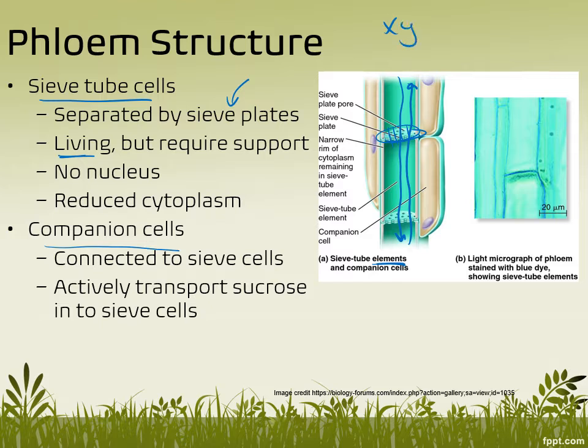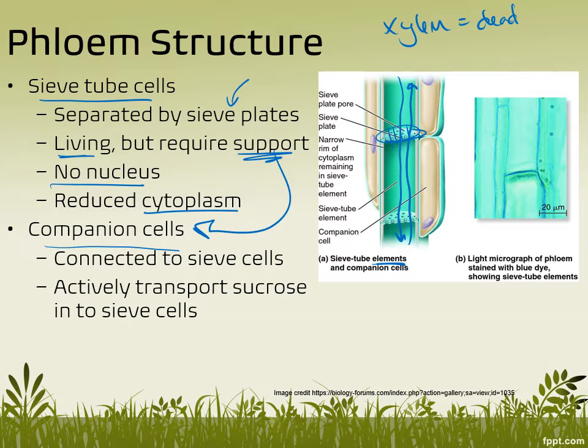We can remember that xylem cells are all dead. Phloem cells, these sieve tube element cells, are living, but just barely. They need a lot of support, and they get that support from the companion cells. They don't have a nucleus. They have very little cytoplasm. They are shells of cells, if you will.